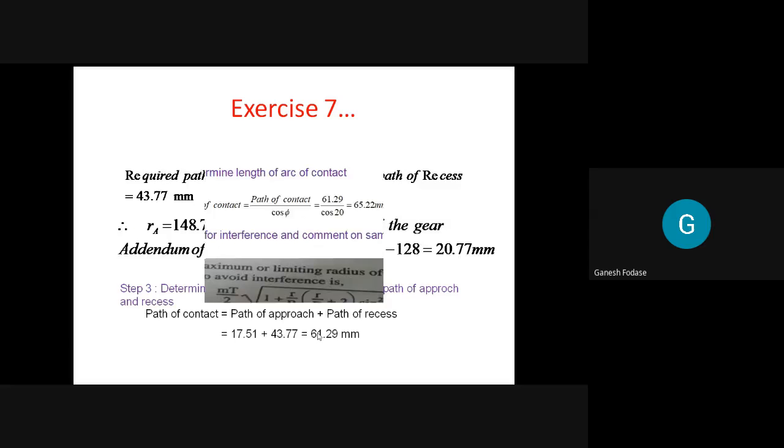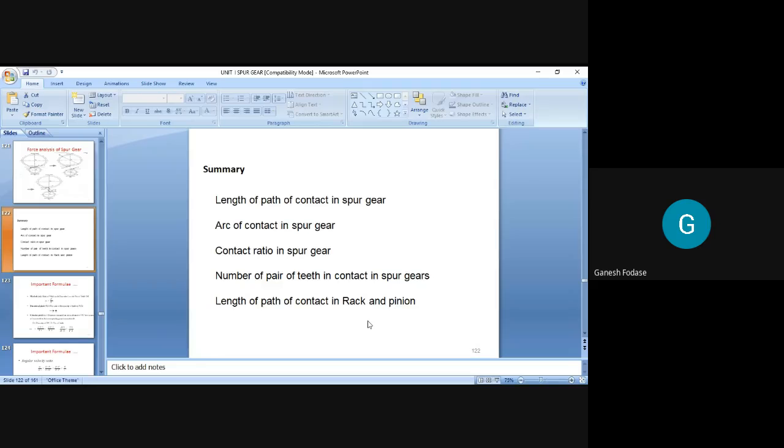So this is the numerical part of unit number 1, where we discussed different types of numericals based on the concept of center distance, then based on the concept of path of approach, path of recess, or basic terms, and at the last we discussed numericals on the concept of interference. This is about unit number 1.